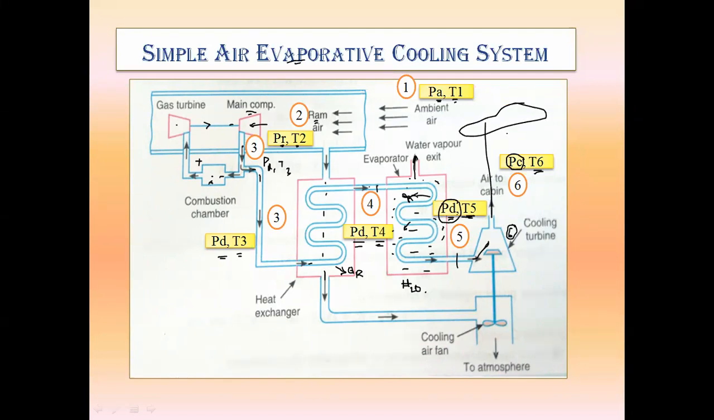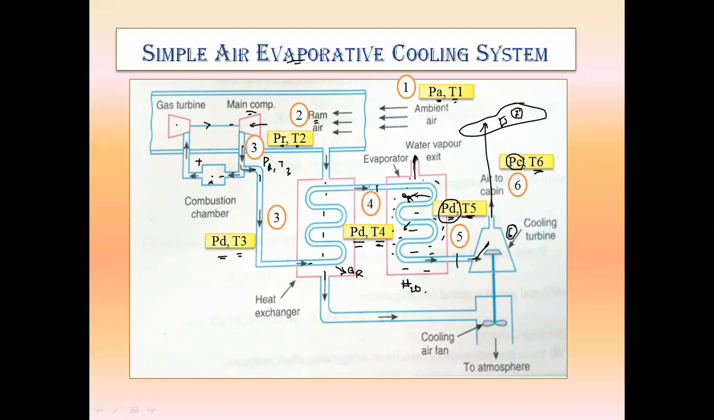Suppose this is the aeroplane cabin. So whatever conditioned air is being supplied to the aeroplane cabin will have the pressure as cabin pressure, temperature as T6, and that air will be able to absorb the heat which is being generated inside the airplane cabin. So 6 to 7 process will occur inside the airplane cabin.